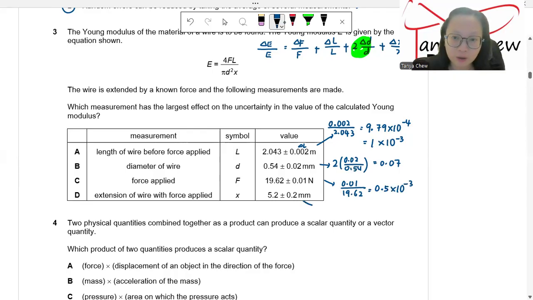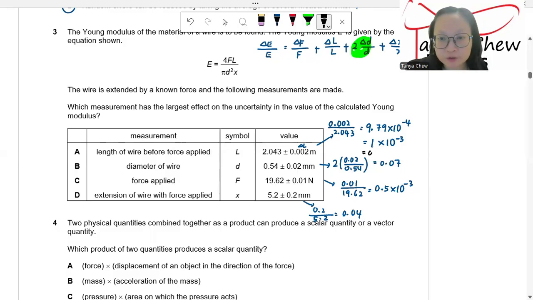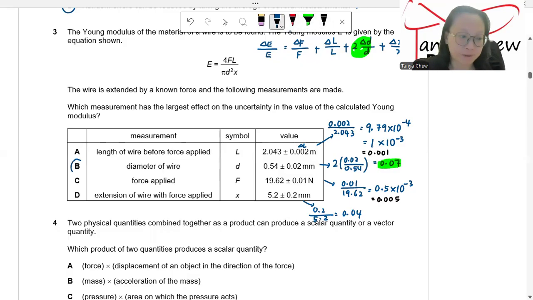And then, okay, what about this? X is delta x over x, 0.2 over 5.2. And I got 0.04. So if you want to make everything easier for you, this one should be 0.001. This one's supposed to be 0.005. So which gives you the largest fractional uncertainty? The answer is 0.07, which is B. That is why B is your answer.